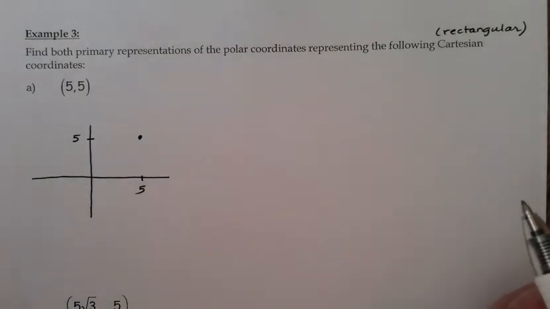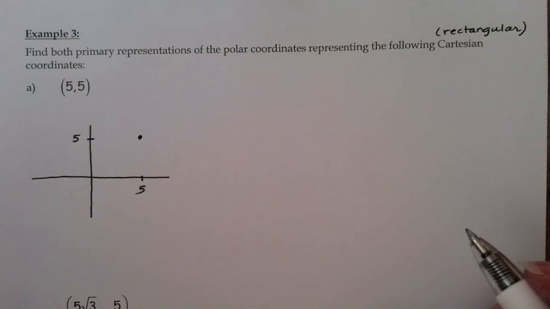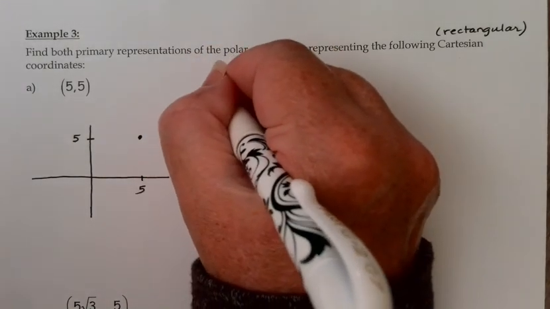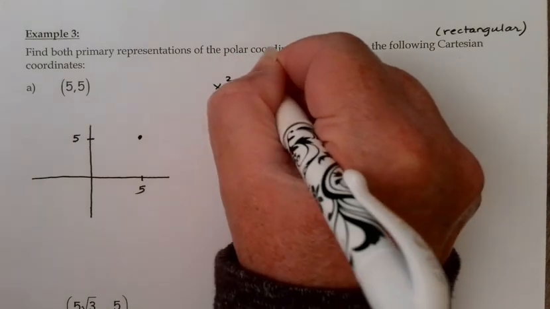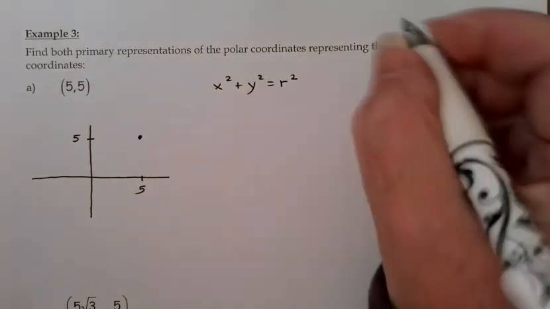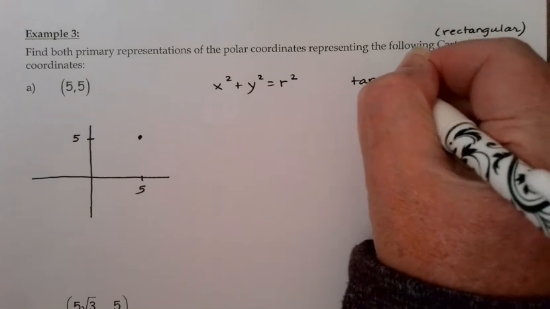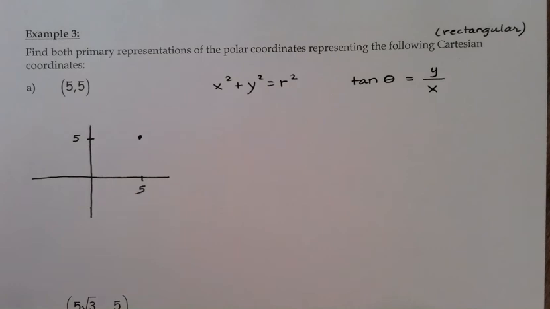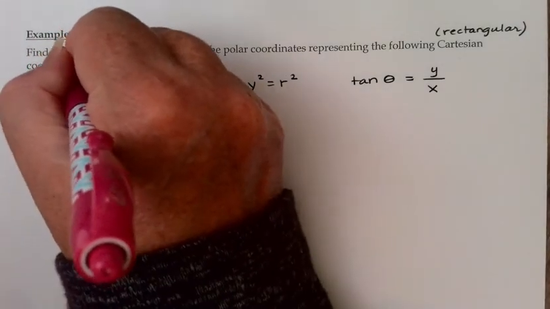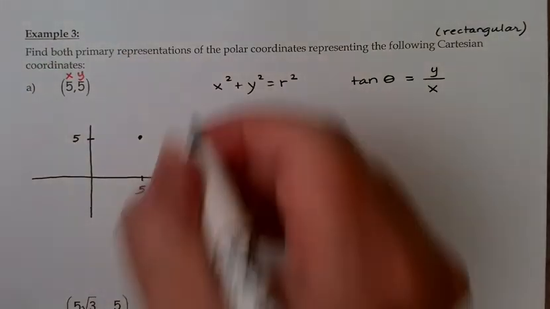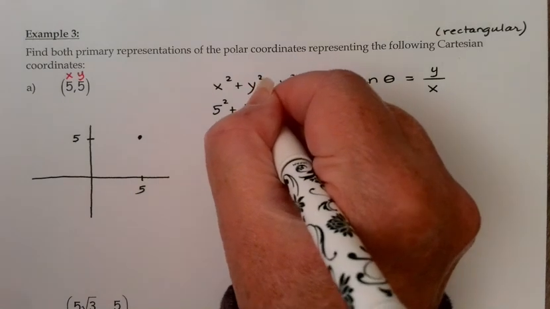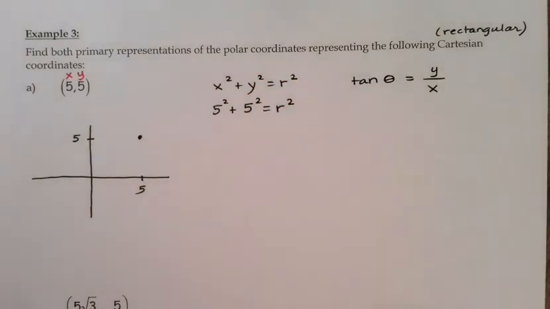And I'm going to start by converting to the polar coordinates. Okay. I now use the other two equations. x squared plus y squared equals r squared, and tangent theta equals y over x. So I was given rectangular coordinates, so this is x and y. Plugging in, I would have 5 squared plus 5 squared equals r squared.